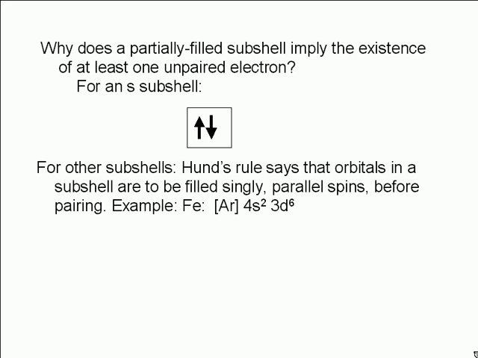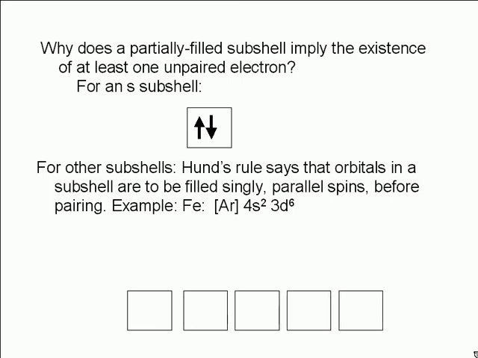Recall that the 3d subshell consists of 5 orbitals. With only 6 electrons, the subshell will be partially filled because it can accommodate up to 10 electrons. Hund's rule says that to get the ground state configuration, we need to fill in these orbitals singly first. So the first 5 electrons will go here, here, here, here, and here. Note that all the spins are parallel.